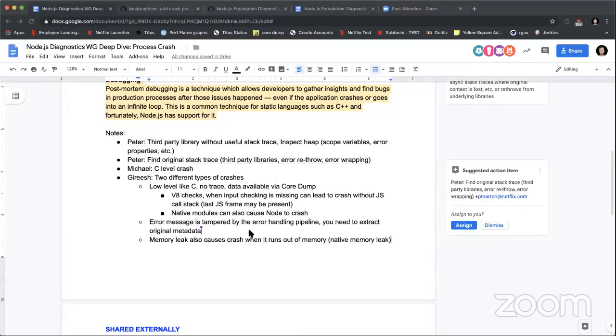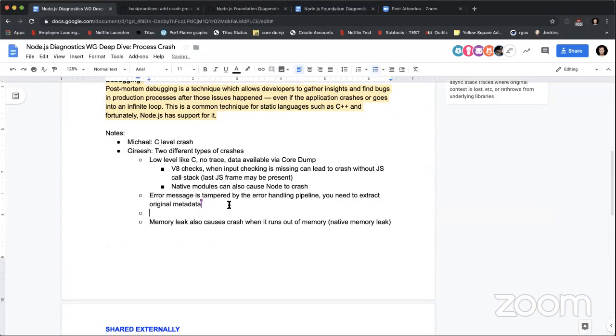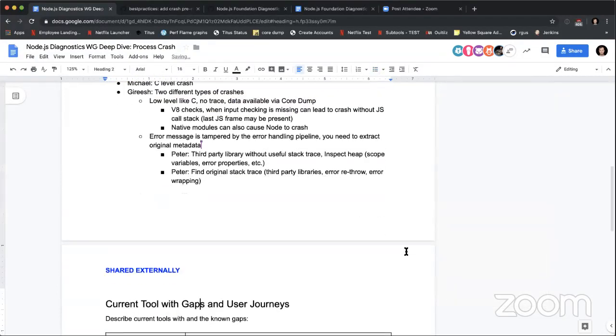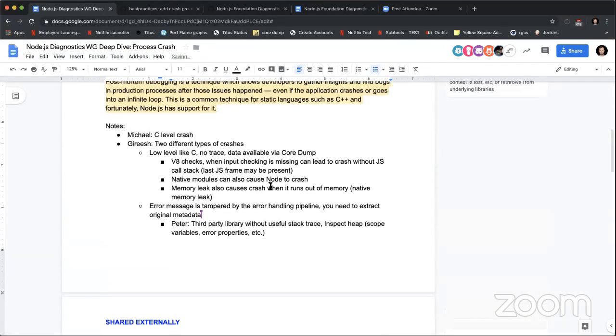Okay, cool. Then maybe I will move my use cases under the tampered one. I think these categories are really great, and maybe this one under the low level. So it sounds like we have two bigger categories. The low level one, which can be caused by V8 internal bugs, checks based on the user input, native module crashes, and memory leaks in native modules.